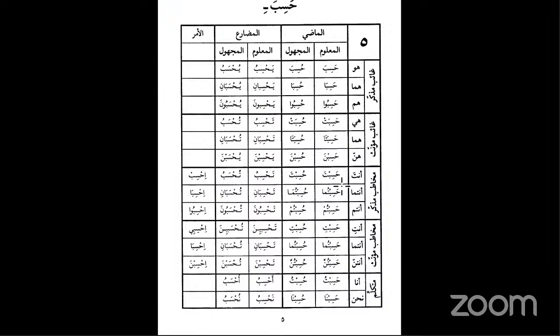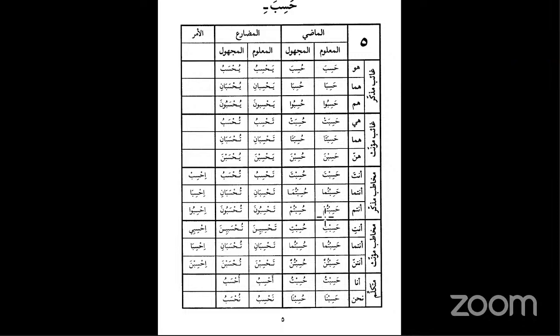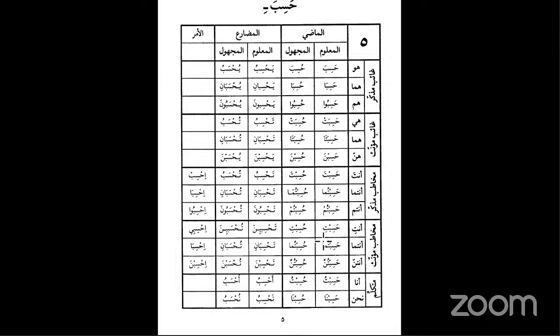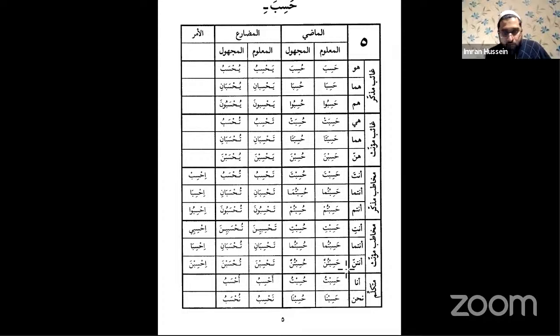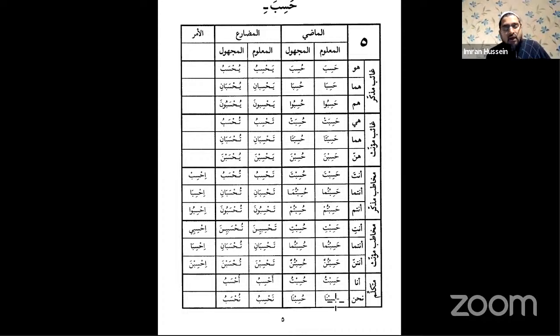Right. Hasebta, you male count. Hasebtuma, you two male count. Hasebtum, you all male count. Not they, you. You all male, all count. And then Hasebti, you female count. Hasebtuma, the two female count. Hasebtunna, you all female count. Hasebtu, I count. Hasebna, we count. Excellent.